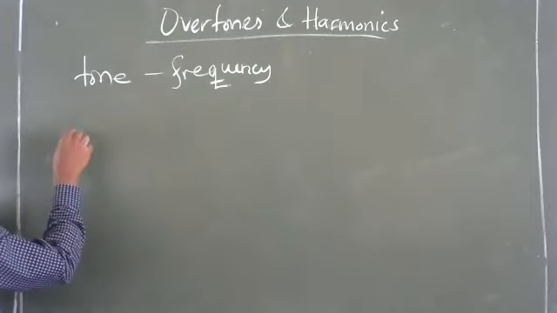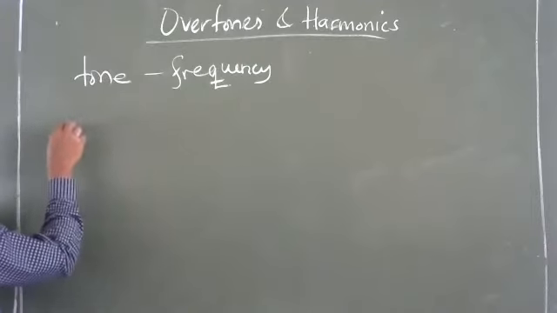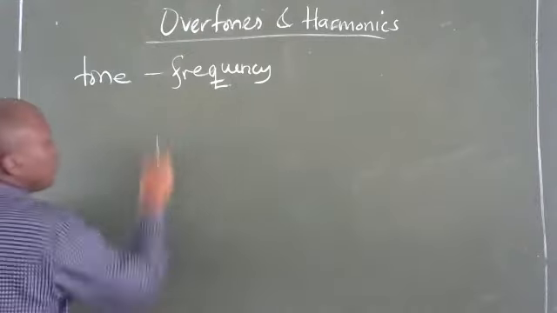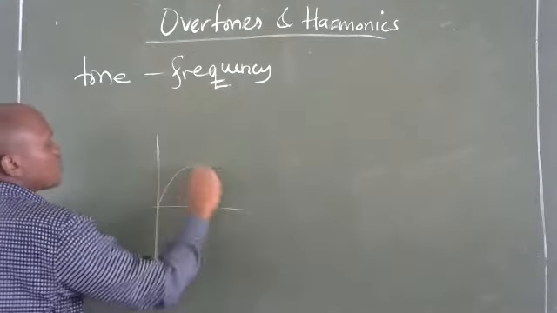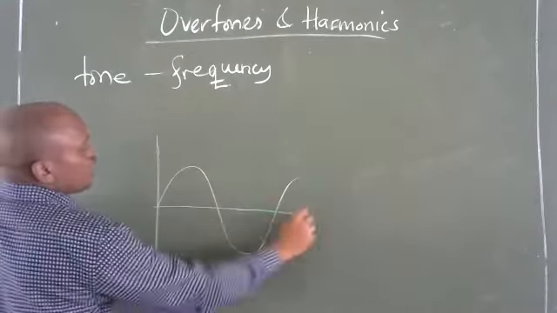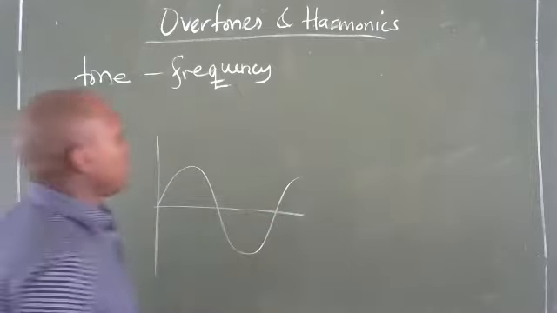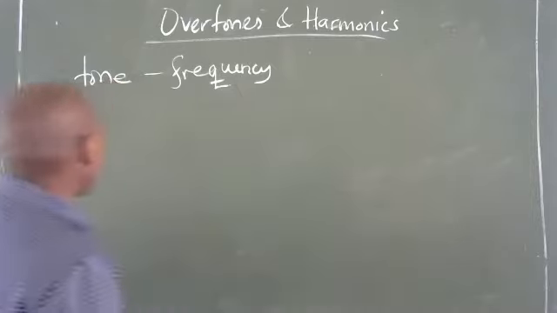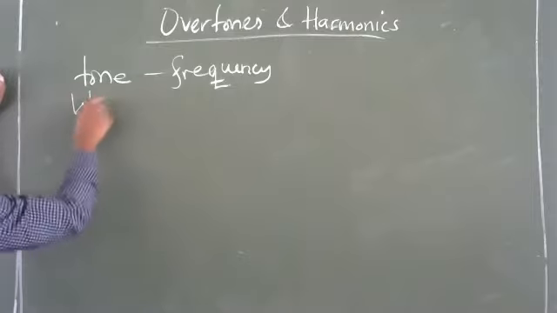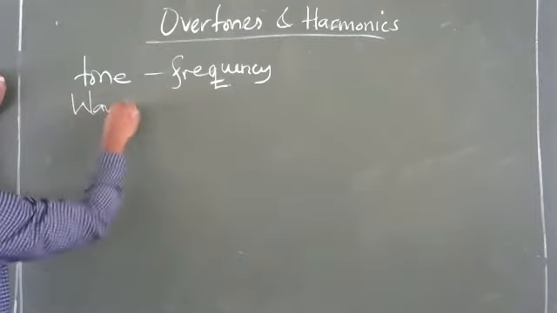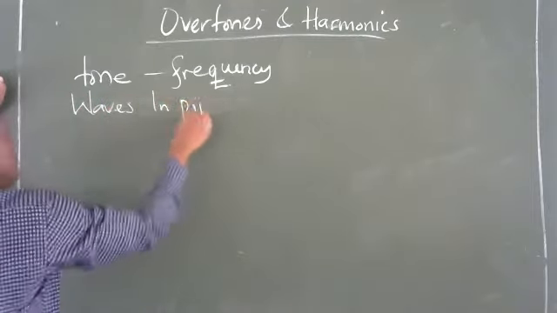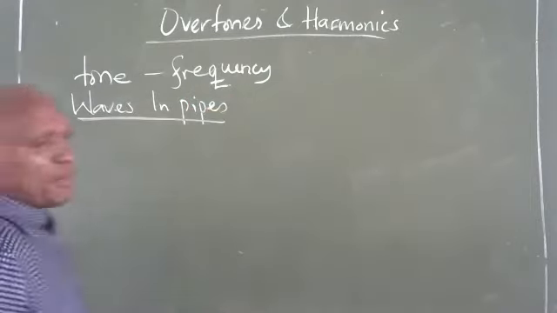We have this thing, but the one we are doing like this is waves in a string. Waves in a string are the ones that move like this. Here I shall have waves in pipes. These ones normally occur in pipes. Waves in pipes.